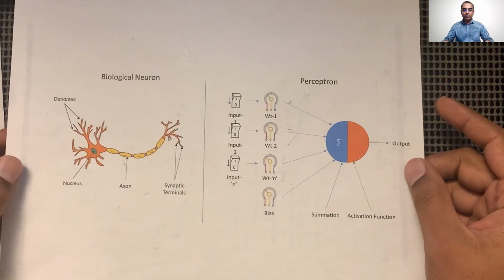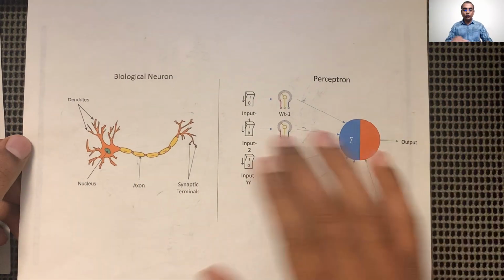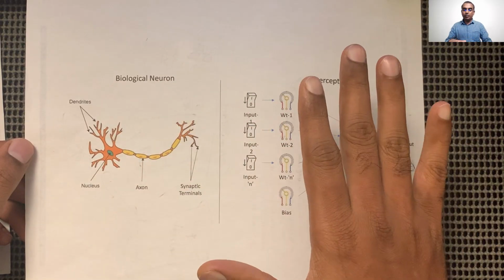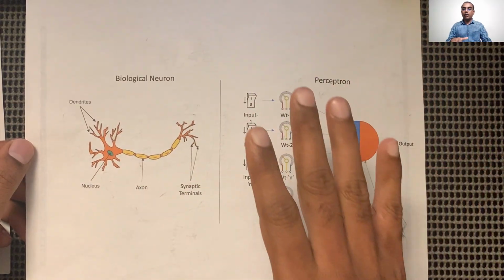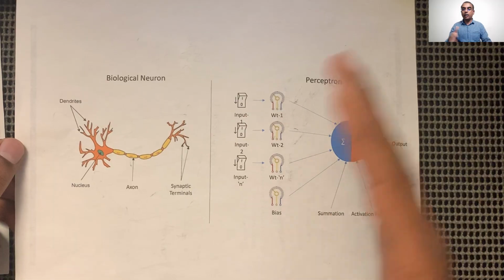Before we go into the details of the circuit and start the simulation, let's have an overview of the biological neuron and compare that with the perceptron. I have a simple diagram of a biological neuron here and a representation of a perceptron.